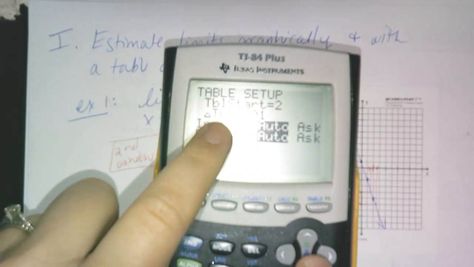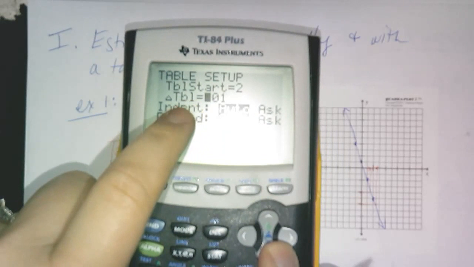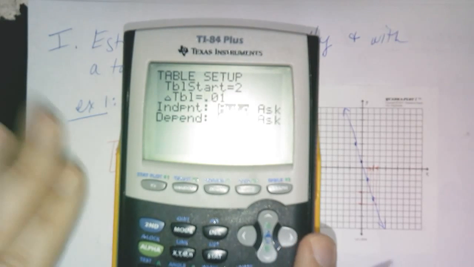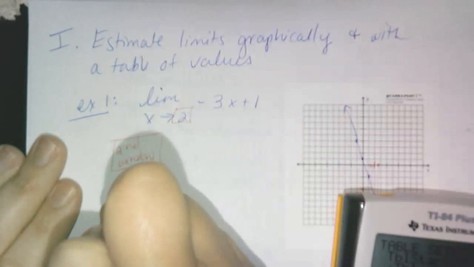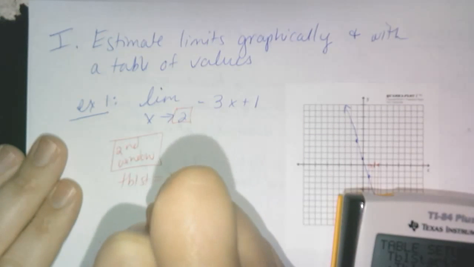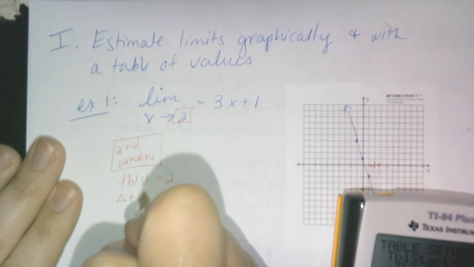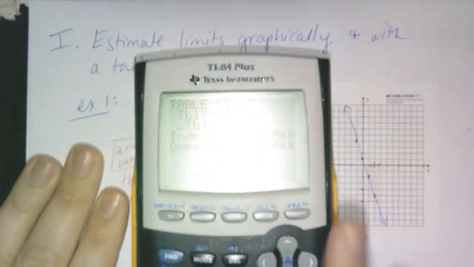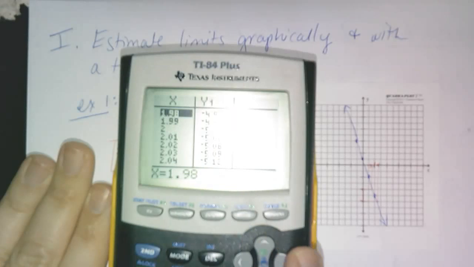Your triangle table, this one right here, means the change in the table. I want to be really close to 2. So I'm going to go by 0.01. You could change it to 0.001, but 0.01 is a pretty good value. So my table start will be at 2, my triangle table, the change in my table, I want it to be at 0.01. Then go to second table and go up 2 spots.